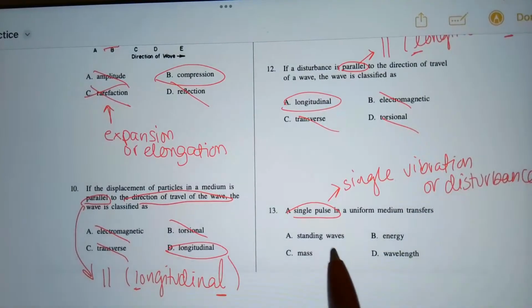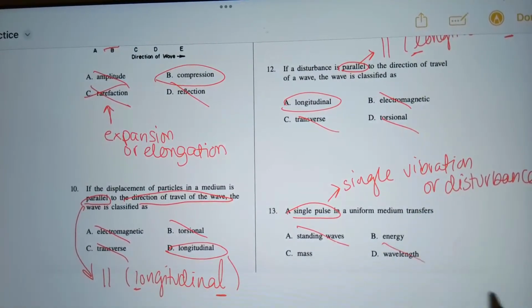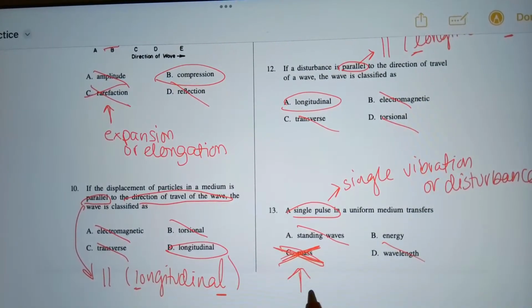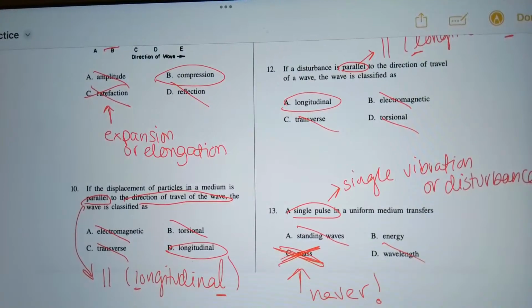Transfers, okay, so standing wave makes no sense, wavelength makes no sense. Waves in general never transfer mass, ever. Okay, that is impossible. Waves or pulses can only ever transfer energy and momentum.